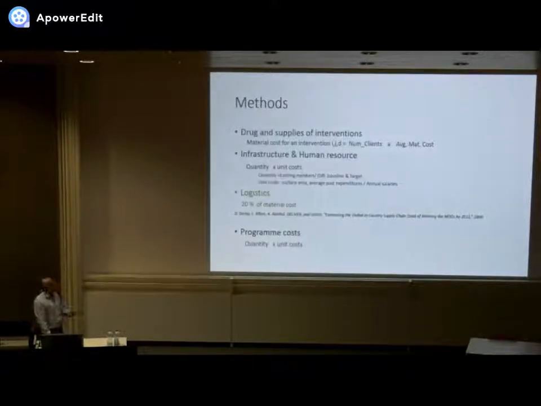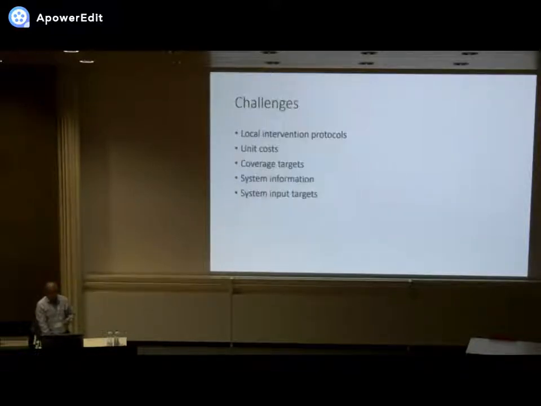As Karin explained, this is the usual OneHealth methodology we have used, the same one, where we cost the drugs and supplies by identifying the number of clients based on population and average material cost. Infrastructure is simply the quantity times unit cost, which were the local costs. And for logistics, we found a lot of data constraints in identifying real logistics systems, so we used 20% of the material cost as the logistic cost, and the program cost, also based on the plans.